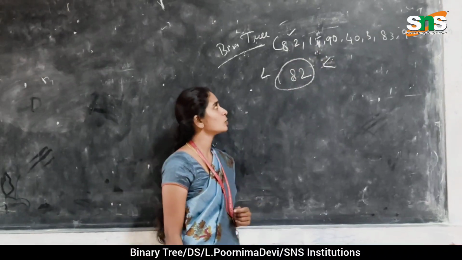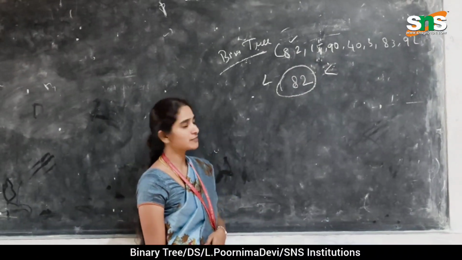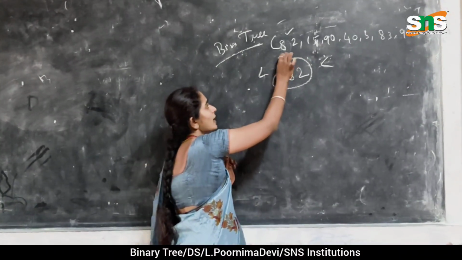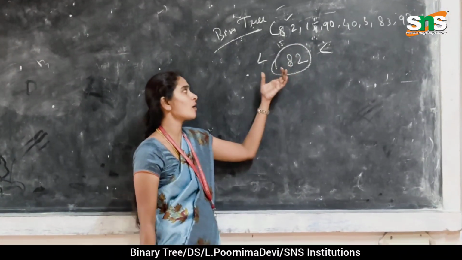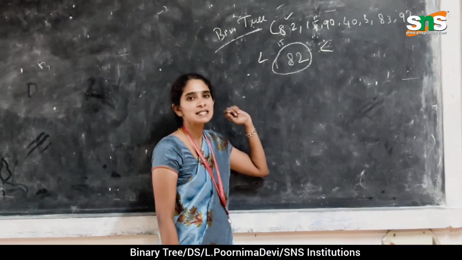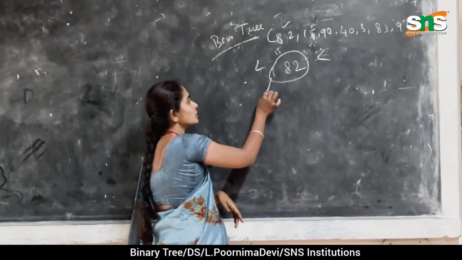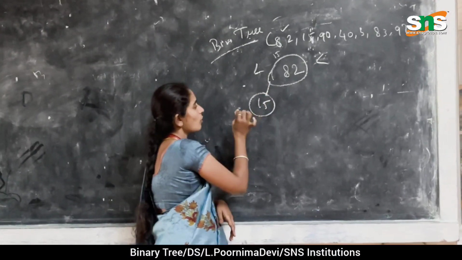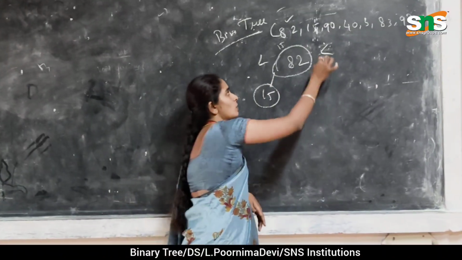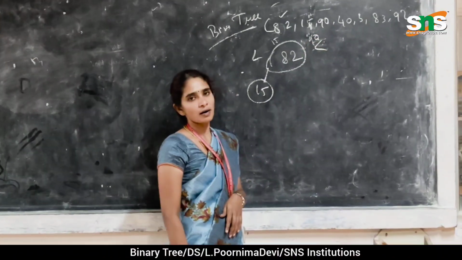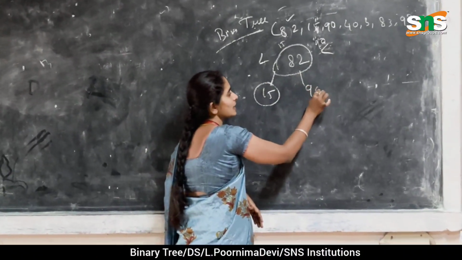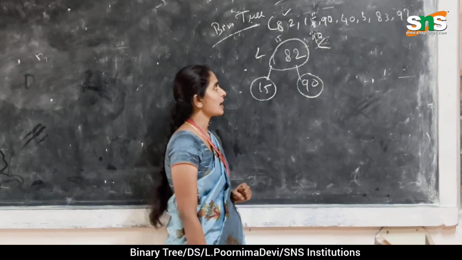Now I insert a new element, 15, into the hierarchical structure. I check whether 15 is greater or less than the root node. It is a less than value, so we move 15 to the left child of the root. Then next I check 90. Is 90 greater or less than the particular node? It is definitely greater, so I place the value on the right side.